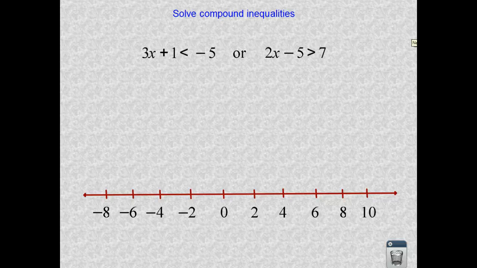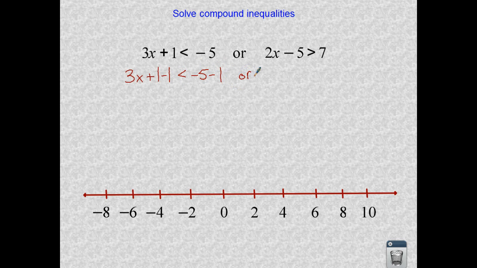Now, it just right in the beginning of the problem says this is an OR, so that should be an indicator to you that we have two inequalities going on at the same time. However, they're not going to be sharing any of the answers. So let's solve these two inequalities separately. Inverse operations. We need to get rid of this 1. So we subtract it from both sides.